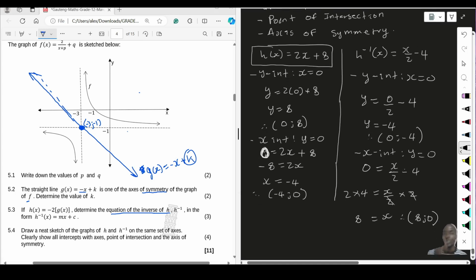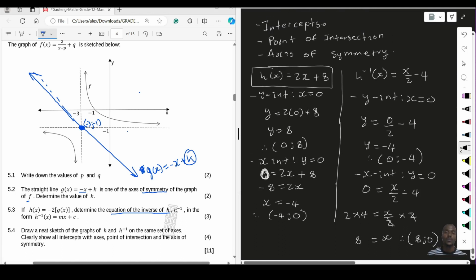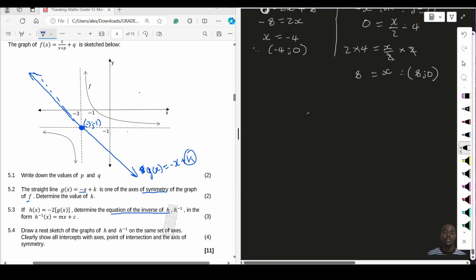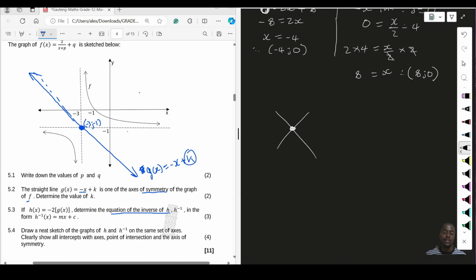Then let's find the point of intersection. We are done with the intercepts. Now we are looking for the point of intersection. Intersection has to do with two lines that cross each other, so their y value and their x value are equal.